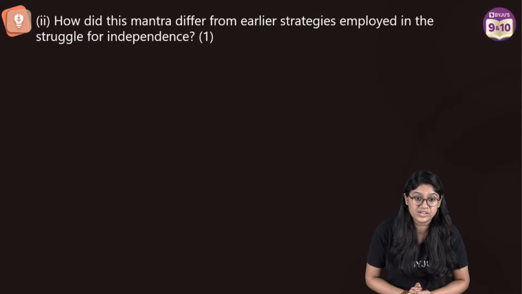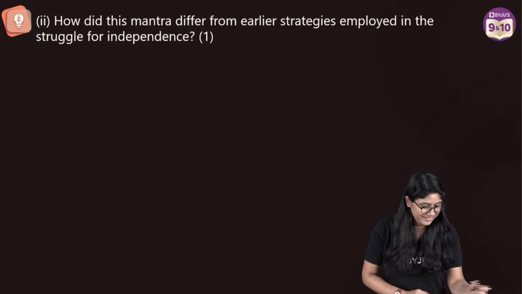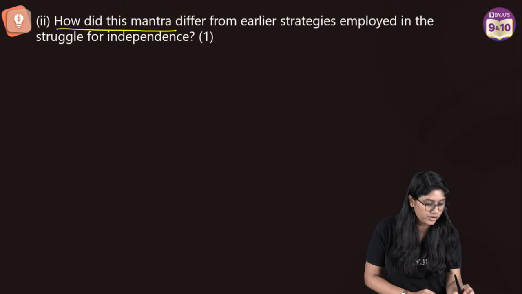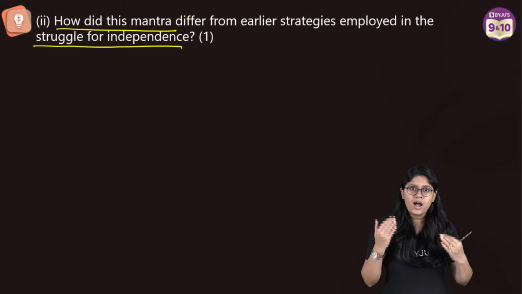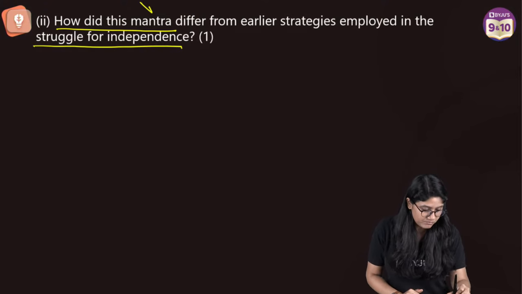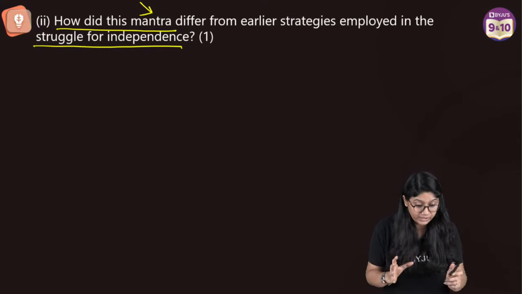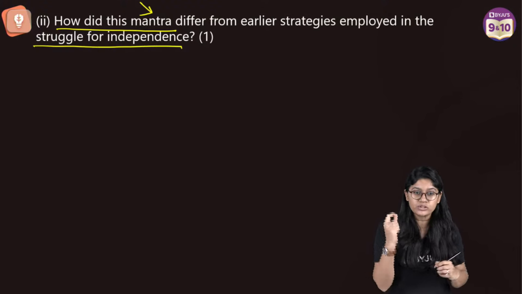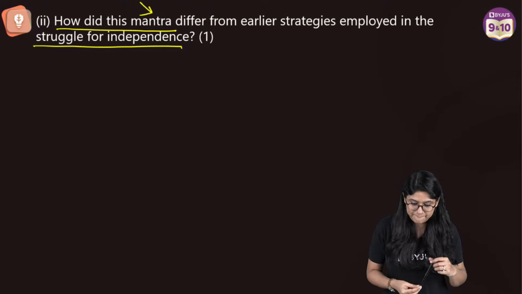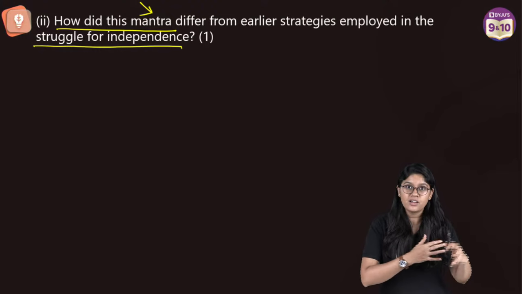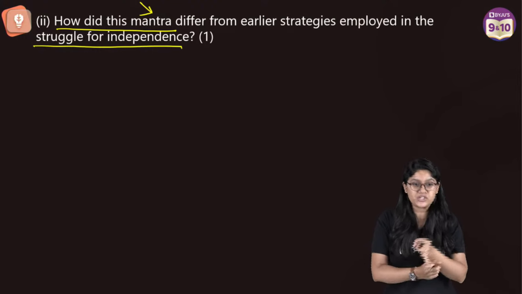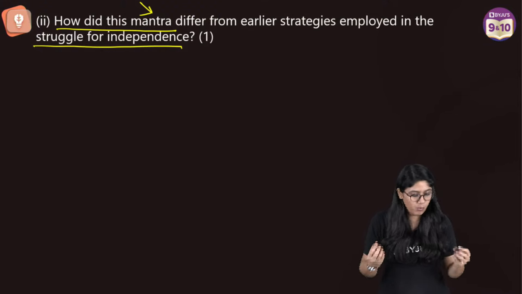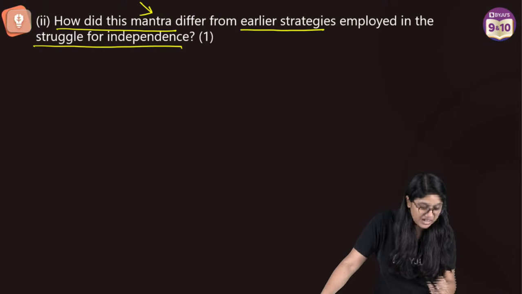Moving to the next question, everyone. How did this mantra differ from the early strategies employed in the struggle for independence? How was this particular mantra, do or die, very different from the early strategies that were made for the struggle for independence? Tell me. We have seen before this, India would have seen the non-cooperation movement happening, the civil disobedience movement. What do you think will be the mantra behind this?